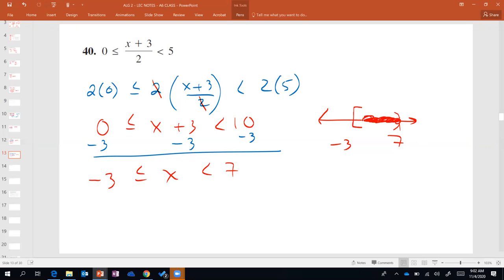So bracket means we're including the negative 3 as our answer. Parenthesis means we don't include 7. 7 is not part of the answer. 6.9 is, 6.999999999 is, but not 7.